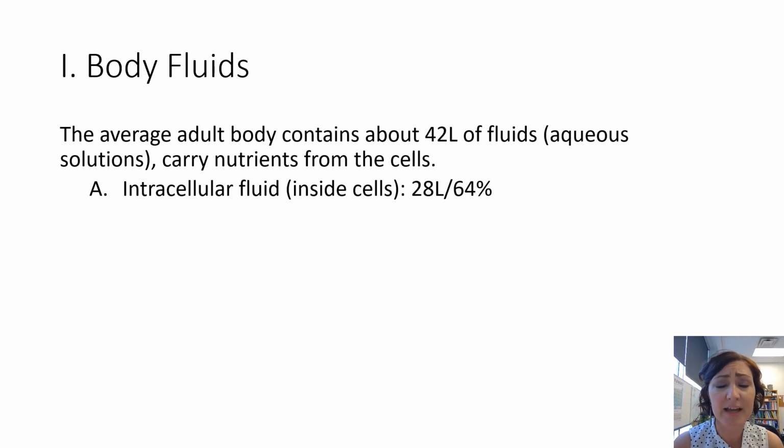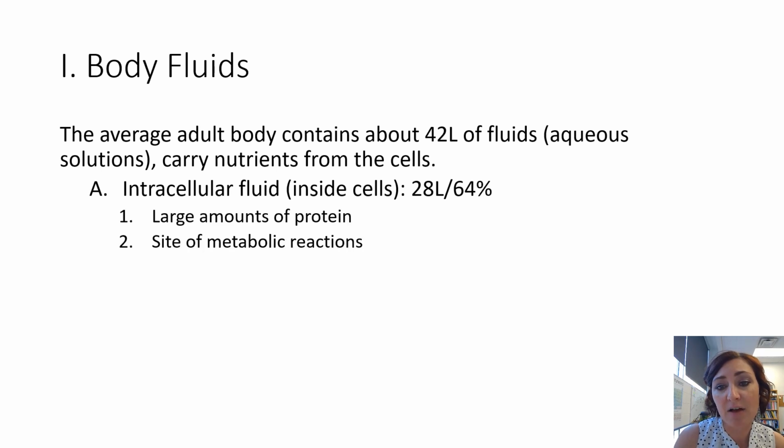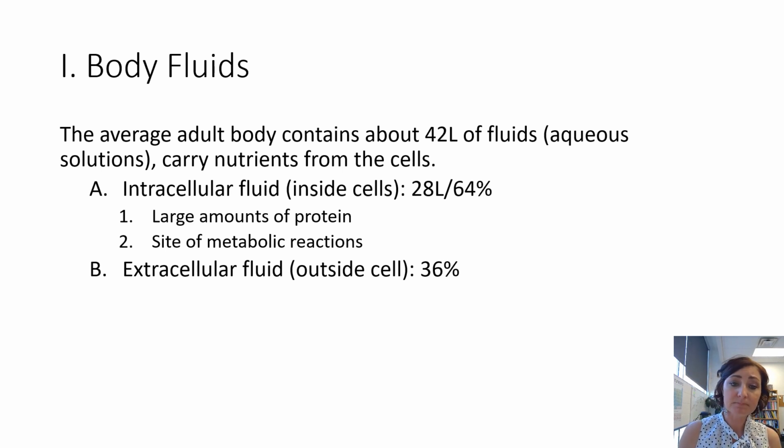We can classify body fluids into one of two classes. They are either intracellular fluids or extracellular fluids. So if it's an intracellular fluid, these are inside your cells. This makes up about 28 of those 42 liters, or 64% if you're interested in doing the math. In that intracellular fluid, there's a lot of protein. Within these cells is where a lot of your metabolic reactions are going to take place.